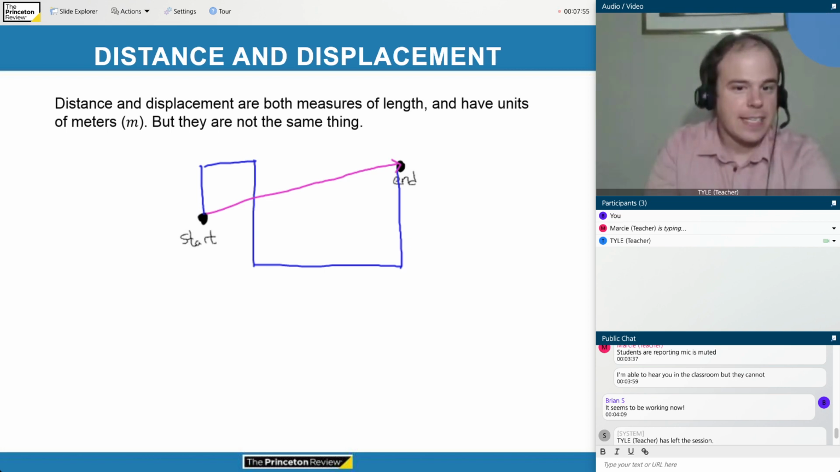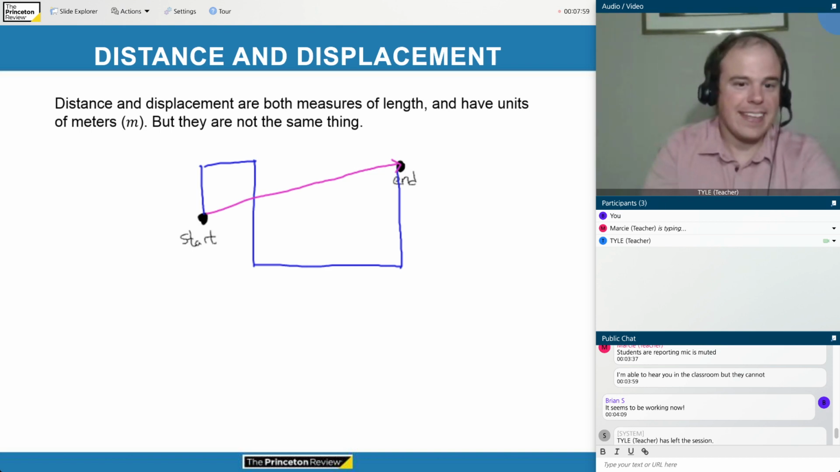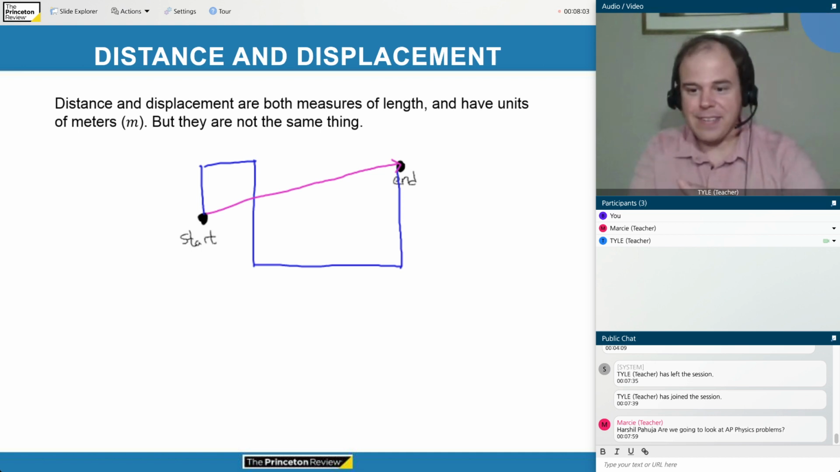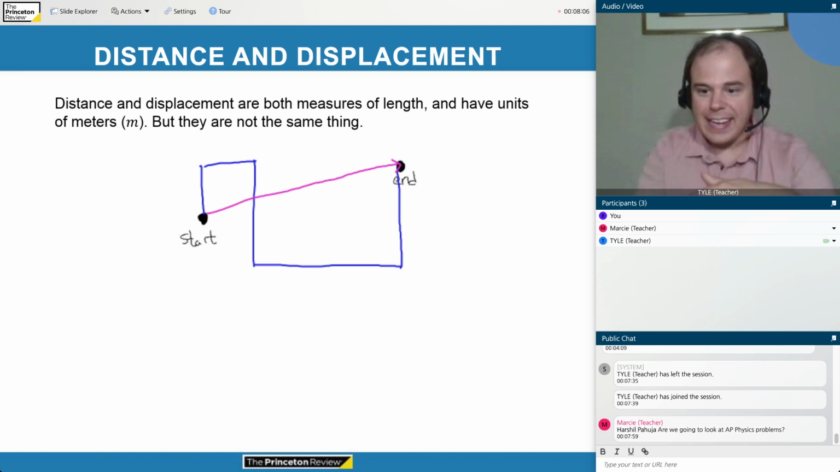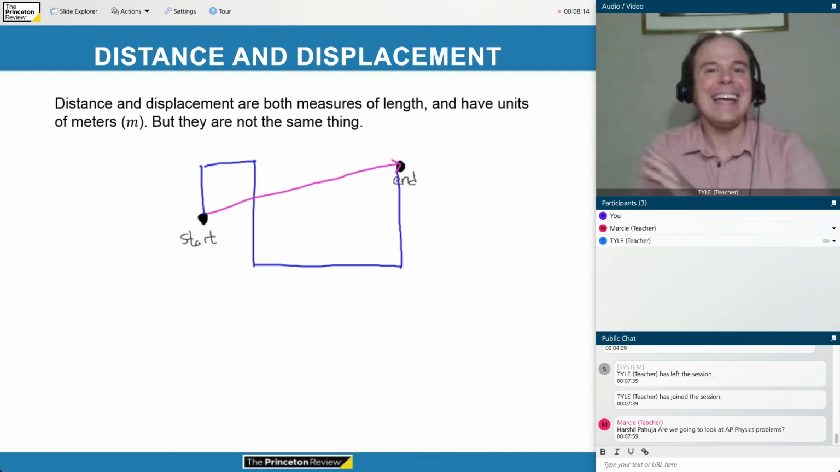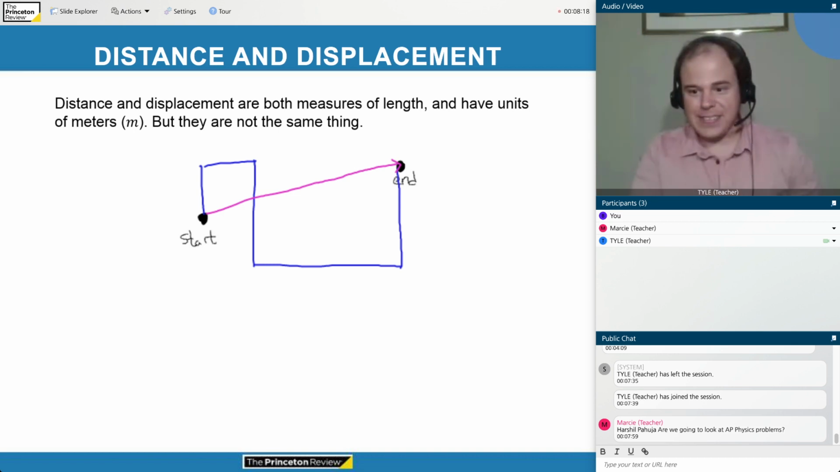Fantastic. So we talked about 2 different ways to measure the distance between these 2 points. Okay, yeah, great. And I see a question from the chat. Are we going to look at AP physics problems? A great question, Harshal. I think that I was answering this when my mic was muted at the beginning. The topics we're covering today are going to be a little bit more foundational or introductory.